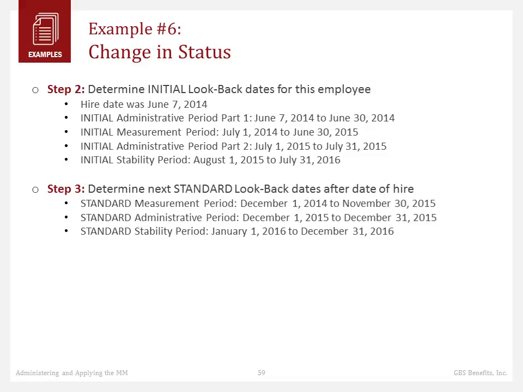The initial administrative period part 1 was June 7th through the end of the month of 2014. Then the initial measurement period goes for 12 months, from July 2014 through June of 2015. The administrative period is only 1 month because it's a split administrative period and because it's initial. And that is for the month of July in 2015, and the stability period was starting August 1st of 2015 and going through July of 2016.